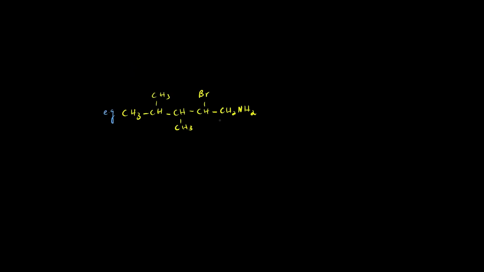Now following that, let's do a more complex question. Now we would number this so that the amine group gets the smallest number. So we have a bromine substituent, we have a methyl substituent, and we have a second methyl substituent. Now let's name this. This would be named 2-bromo-3,4-dimethylpentylamine.